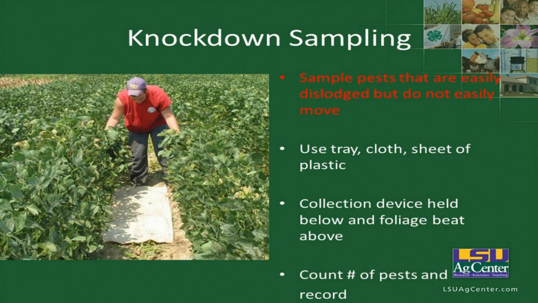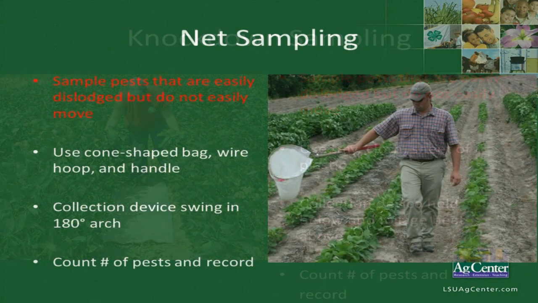Knockdown sampling. Here you're sampling pests that are easily dislodged but not easily moved. So what you're going to do is use a sheet, a tray, a cloth of some kind, and this is often used. It's a collection device below the foliage and you beat above it, so you're knocking the insect pests down. Once again, you're counting the number of pests and you're going to record those.